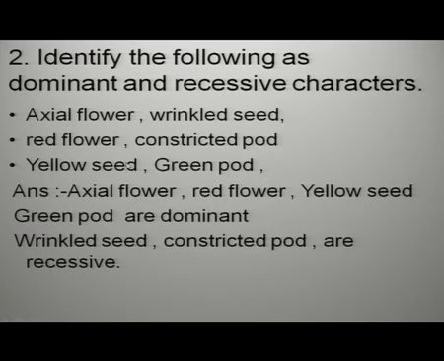Now, here is your second question. We have given a different set of characters here. You have to identify which among the following is dominant and recessive. Here the characters are axial flower, wrinkled seeds, red flower, constricted pod, yellow seed and green pod. You have to identify which among these is the dominant character and which are the recessive characters. Yes, your answer: axial flower, red flower, yellow seed, green pod are dominant. Wrinkled seed, constricted pod are recessive.